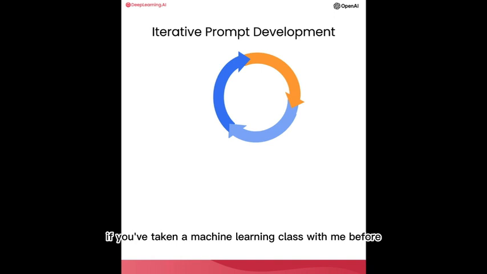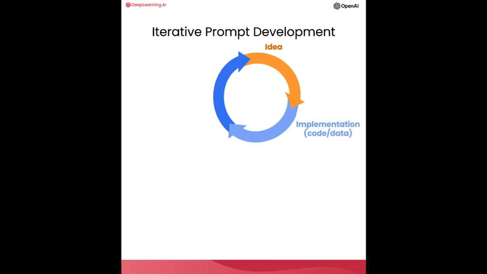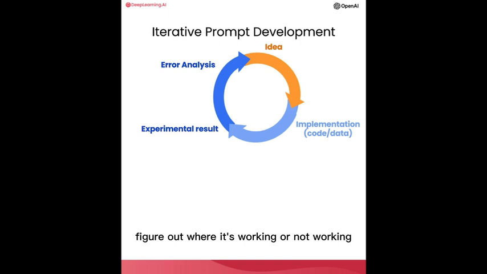All right. So if you've taken a machine learning class with me before, you may have seen me use a diagram saying that with machine learning development, you often have an idea and then implement it. So write the code, get the data, train your model, and that gives you an experimental result. And you can then look at that output, maybe do error analysis, figure out where it's working or not working, and then maybe even change your idea of exactly what problem you want to solve or how to approach it, and then change your implementation and run another experiment and so on, and iterate over and over to get to an effective machine learning model. If you're not familiar with machine learning and haven't seen this diagram before, don't worry about it. Not that important for the rest of this presentation.